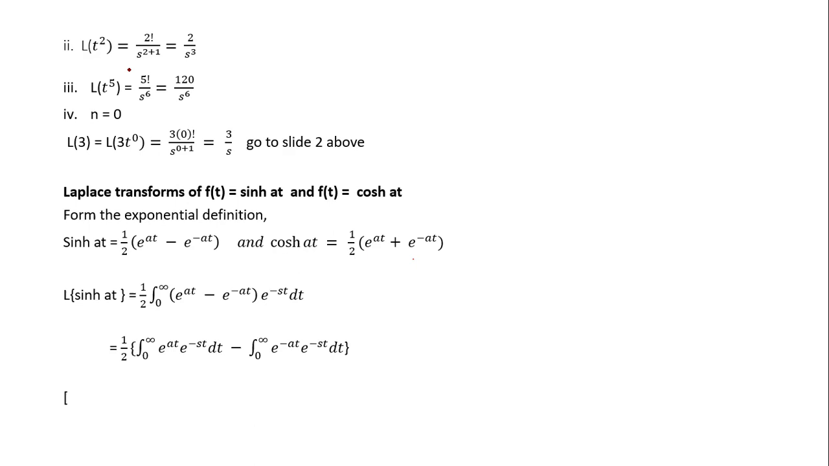Now let's move on to Laplace transforms of f of t equal to sinh, the hyperbolic functions, and f of t equal to cosh at. We have done that one for sinusoidal functions sin at and cos at, whereby the Laplace transform of sin at is equal to a over s squared plus a squared, and that of cos at will also give us s over s squared plus a squared. But let's see how we can also transform the hyperbolic functions.